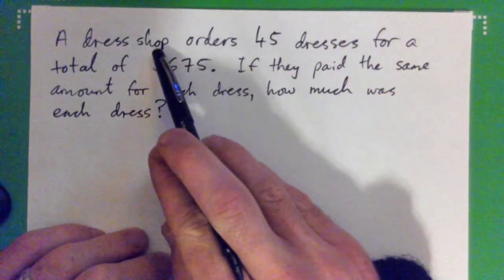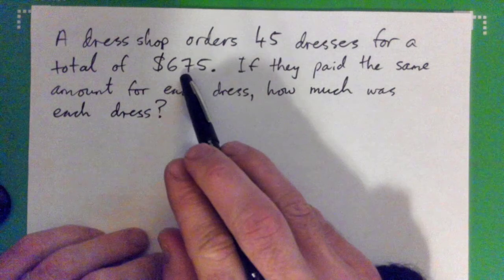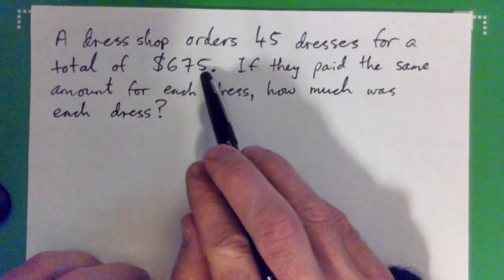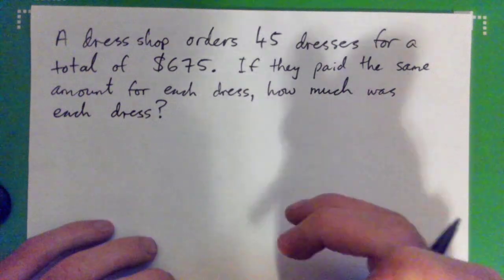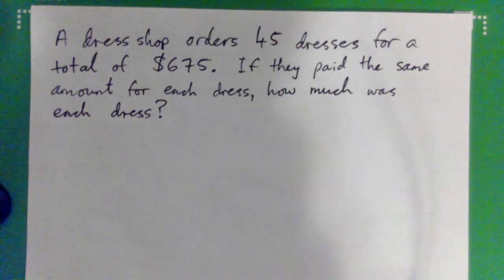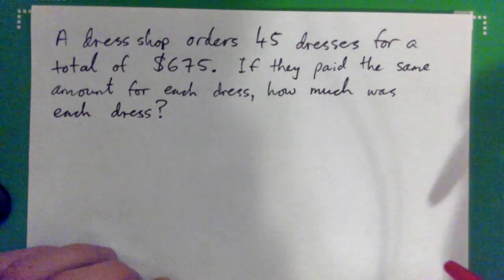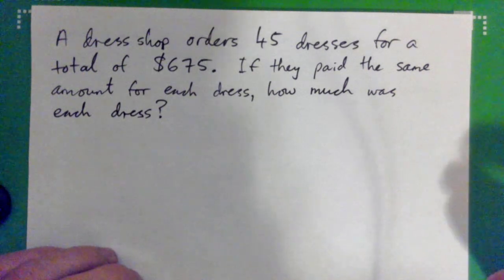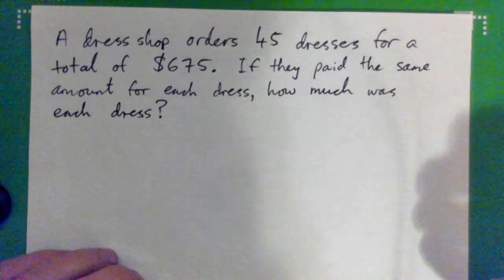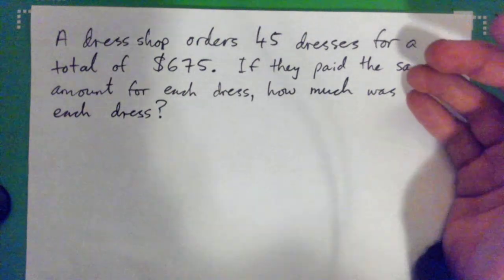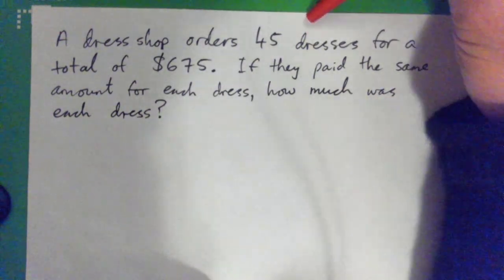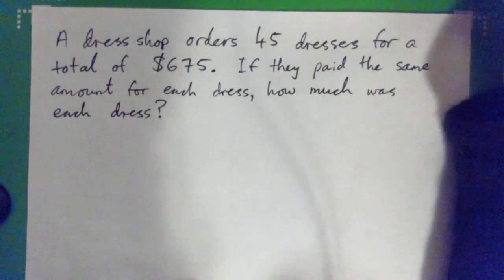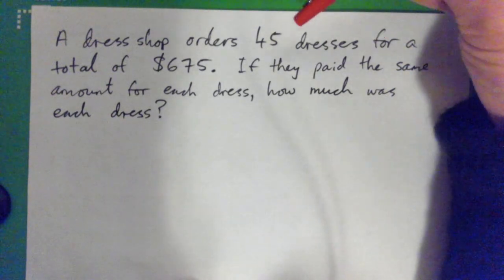But a dress shop orders 45 dresses for a total of $675. If they paid the same amount for each dress, how much was each dress? So, if you're confused by this type of thing, it'd be great if you could all learn to just put in easy numbers, and then answer it for yourself. So can anyone give me some easy numbers?